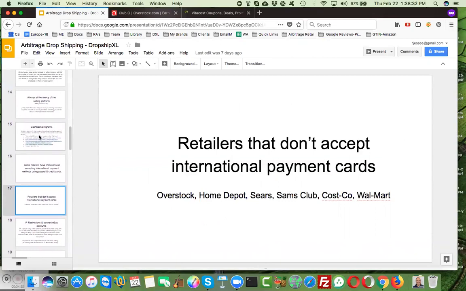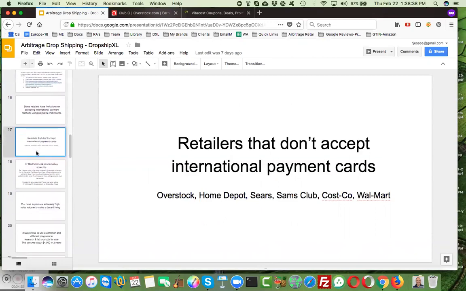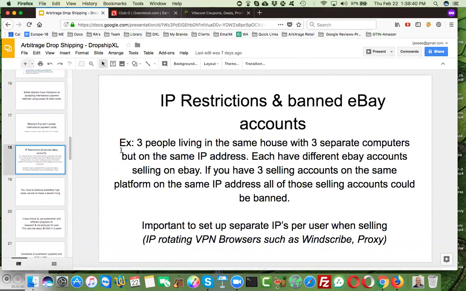they set the rules, right? It's their business, and rightfully so. But just one of those things to be aware of. So, exactly. This is also huge right here. I've experienced this as well with other students, the IP restrictions and banned eBay accounts. So maybe we can go over that here and share your experience.